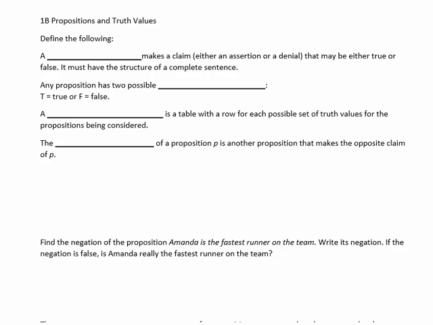All right, so today we're going to talk about propositions and truth values. So let me start with just a couple of definitions and take a few moments and make sure we have a good understanding of what we're talking about. A blank makes a claim, either an assertion or denial, that may be either true or false. It must have the structure of a complete sentence. The magic concept here is called a proposition.